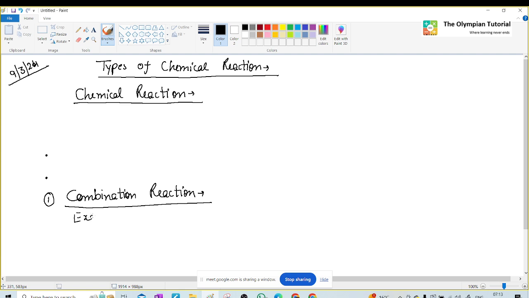Okay, now write down examples. We will do some examples related to combination reaction. In the first example, we will write calcium oxide. Can you tell me the general name of calcium oxide? CaO. Oh, oxide, yes, CaO. And it is quicklime.